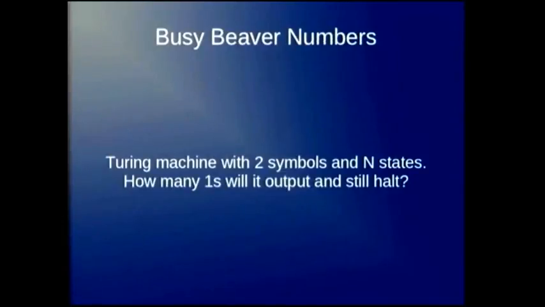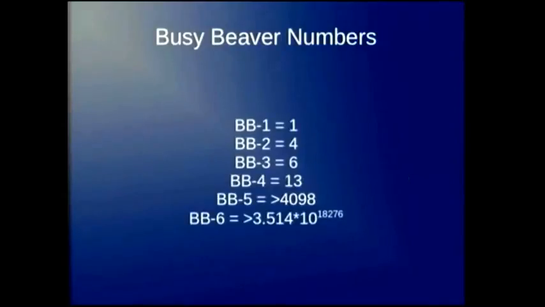The Busy Beaver numbers are based on this: if we have a Turing machine with, let's say, two states, what is the largest number of ones that it will output and still finish? A couple of these have been computed. A one-state Busy Beaver is going to output 1. Two-state Busy Beaver outputs 4. Three outputs 6, then 4, 13.